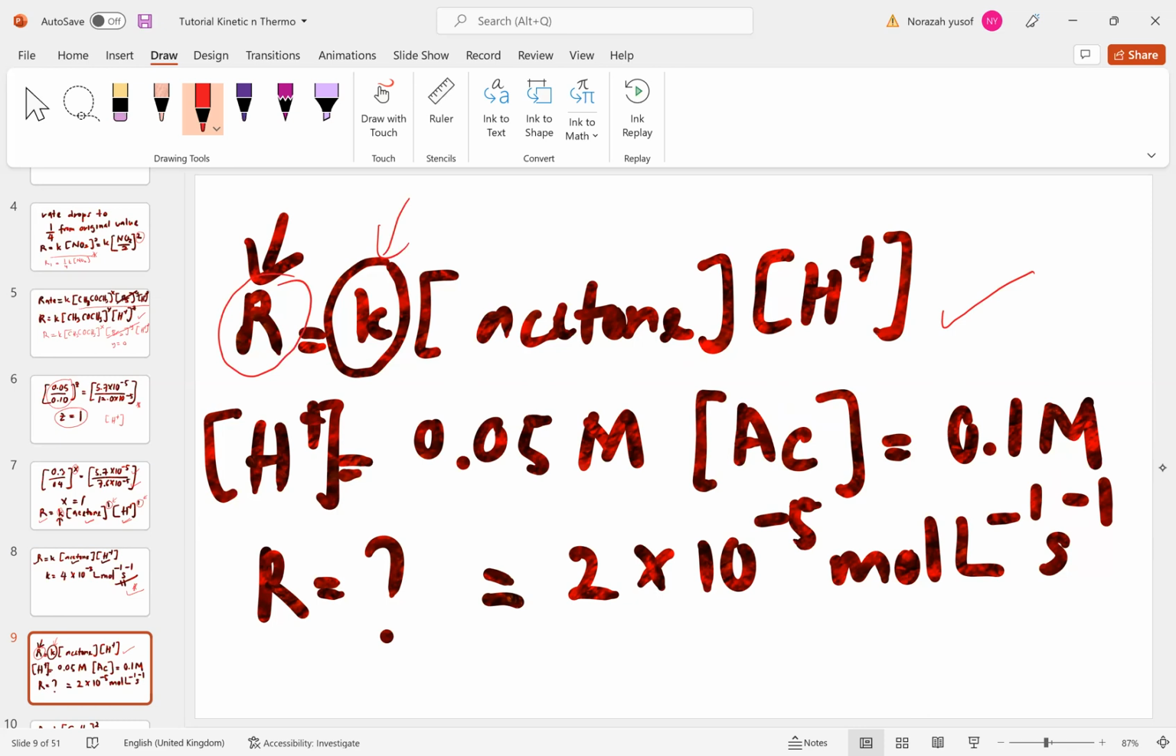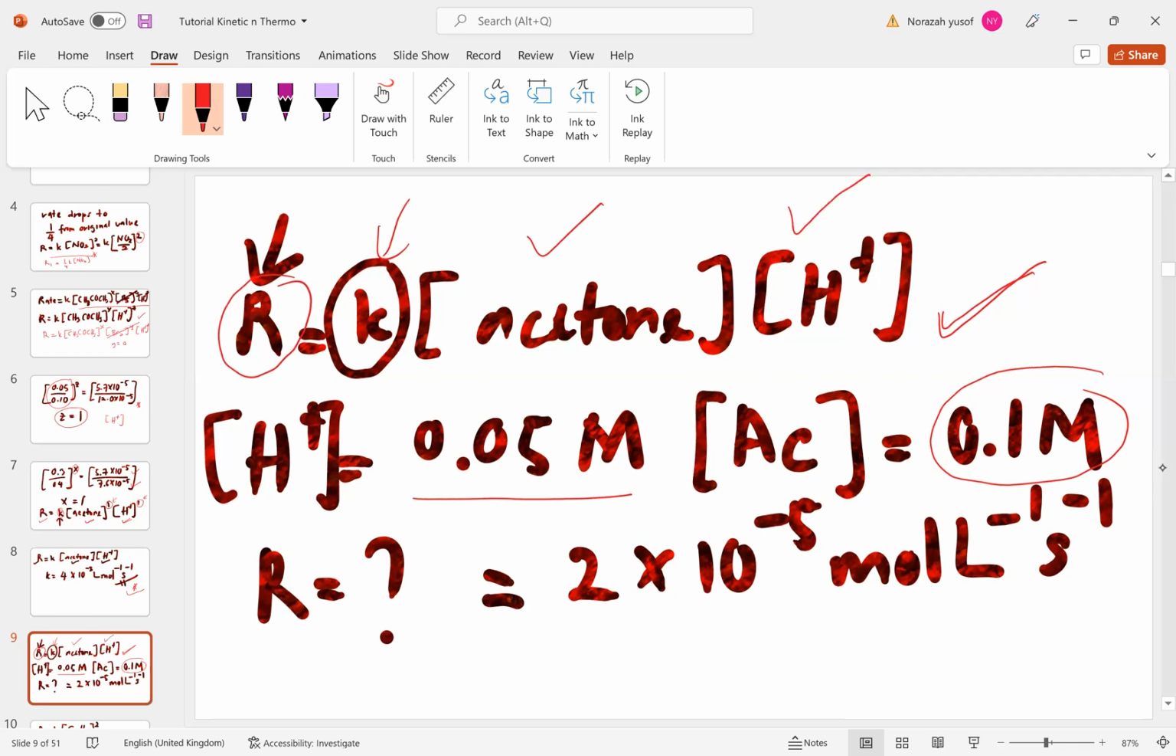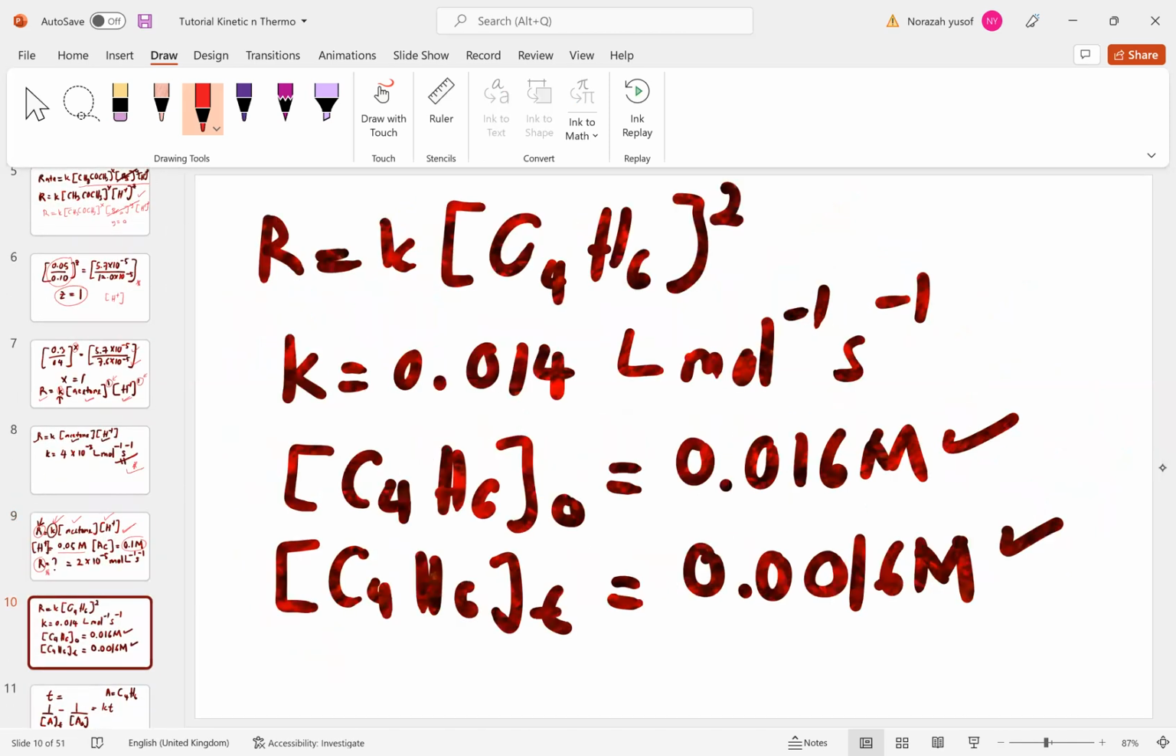So given the concentration H plus 0.05, acetone dan bromine 0.1, diberi dalam C. Tapi kita tahu bromine will not affect the reaction. So kita tak perlu masukkan concentration bromine dalam rate law expression ni. So kita masukkan maklumat yang ada ialah acetone 0.1, H plus 0.05, nilai K kita dah kira tadi yang soalan B. So kita boleh kira R. So this is the new rate with given concentration.